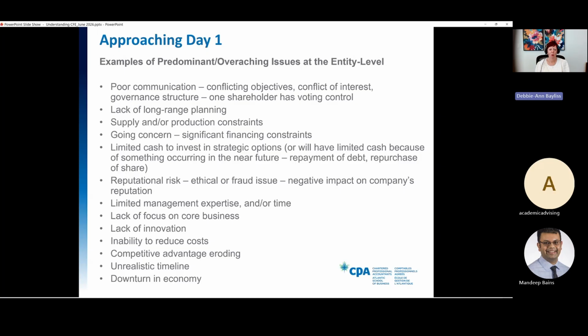Reputational risk, whether it's an ethical or a fraud issue that could negatively impact the company's reputation. There could be limited management expertise and/or time. So say throughout the case, they give you an example where management is saying, we're having trouble doing everything that we have. Certain things have not gotten done.